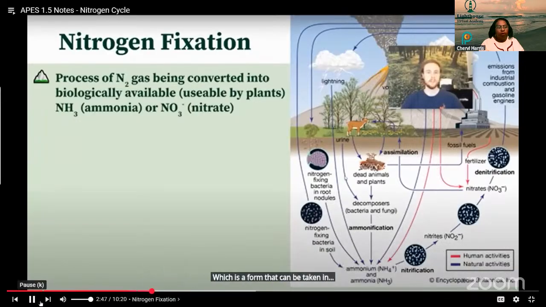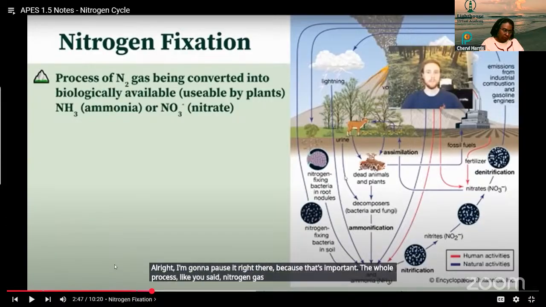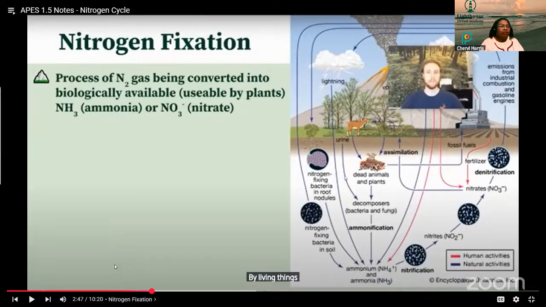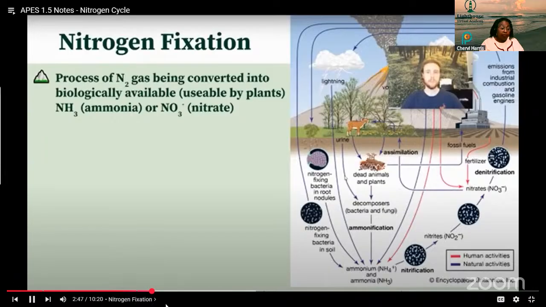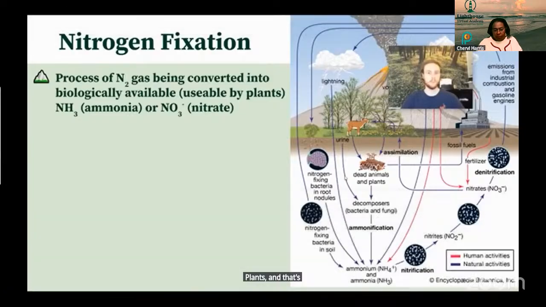All right, I'm going to pause it right there because that's important. The whole process, like you said: nitrogen gas is not usable by living things, so they've got to convert it. So this step right here is the most important step. Plants, and that's NH3 ammonia or NO3, which is nitrate.